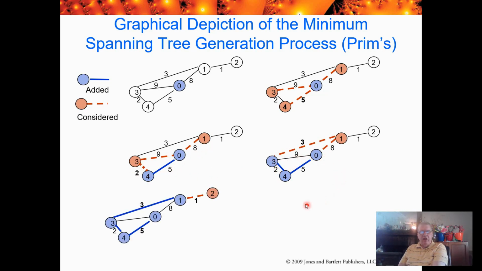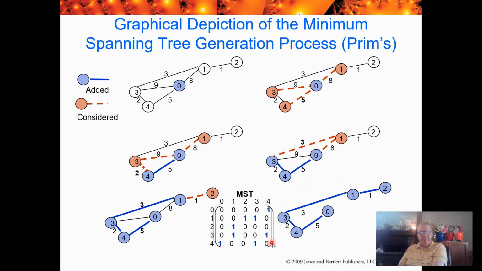And then 3, and then the last one is easy. It's just a single edge. So this is the minimum spanning tree for this graph. And there's something that looks very much like the adjacency matrix. It is an adjacency matrix for the minimum spanning tree.